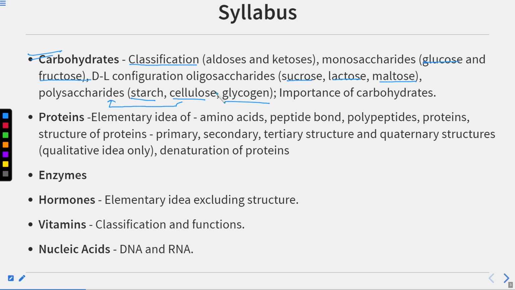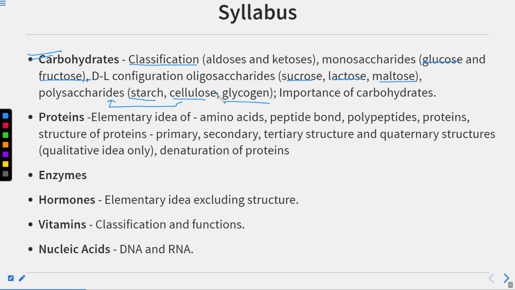Clear? So we have seen this classification, and we have seen one more classification, that was on the basis of the carbonyl group. If the carbonyl group was present on the first position, then we say it is aldose. If it is present on the second position, then we call it ketose. So these were the 5 classifications.